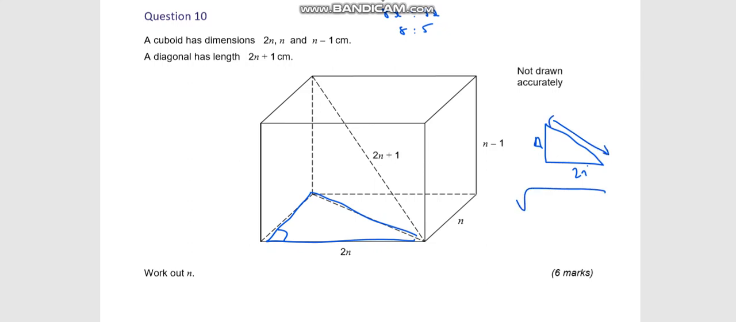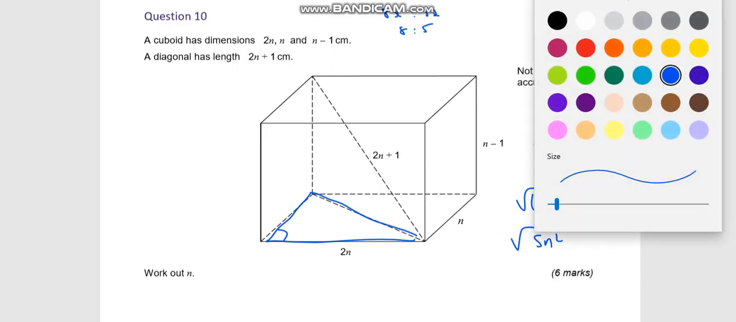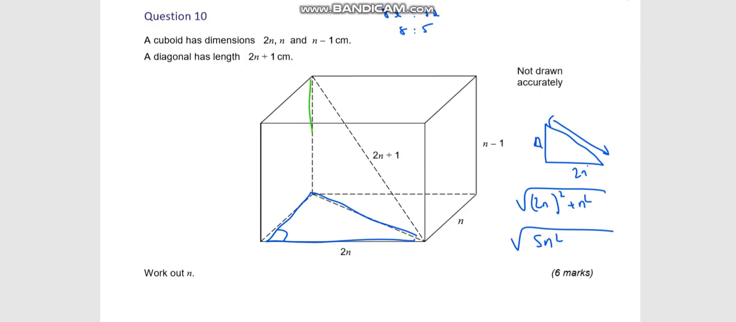So it's going to be the square root of 2n all squared plus n squared, so that's 4n squared plus n squared, so that's 5n squared. We'll leave that there. And then if we switch colours, go green, and switch to this right-angled triangle here and draw that out in 2D. So we've got 2n plus 1 here, n minus 1 here, and the square root of 5n squared here. From this we should be able to form an equation: this squared plus this squared equals this squared, and see where it takes us.